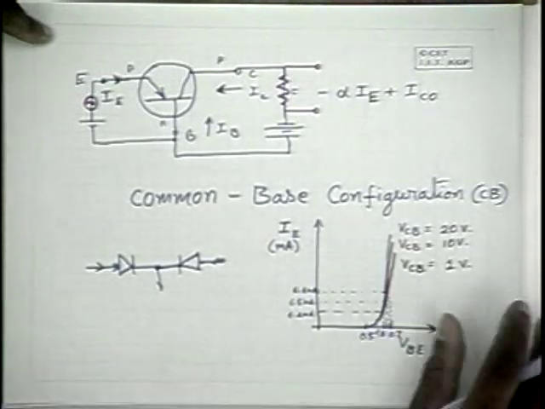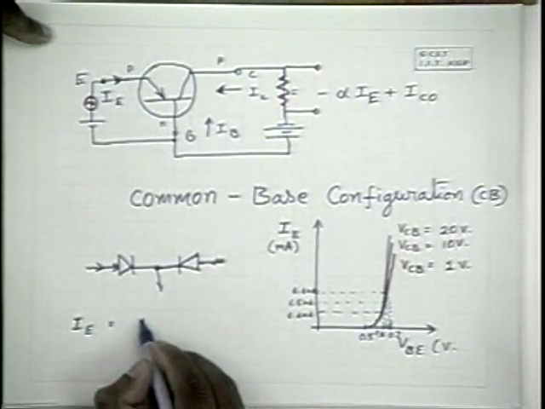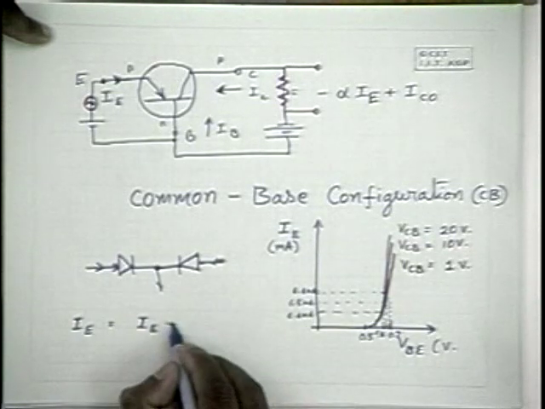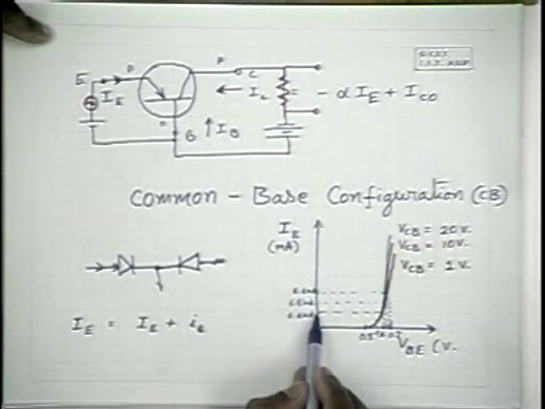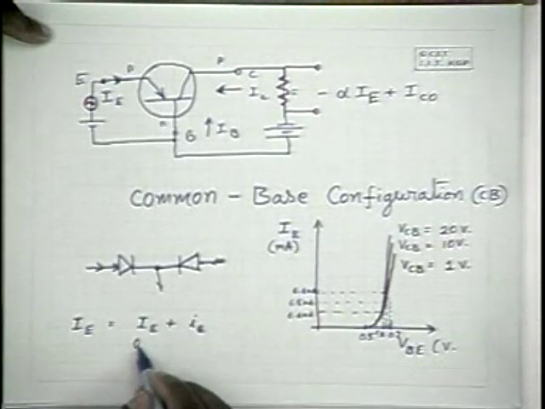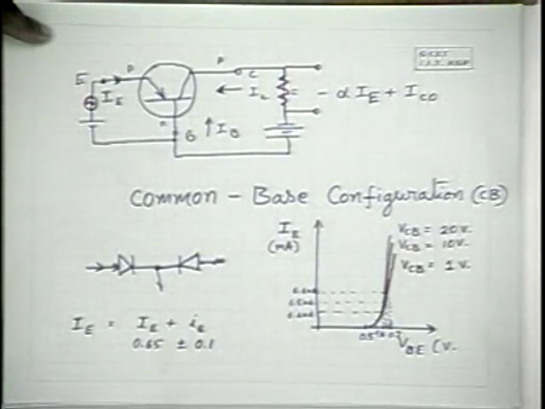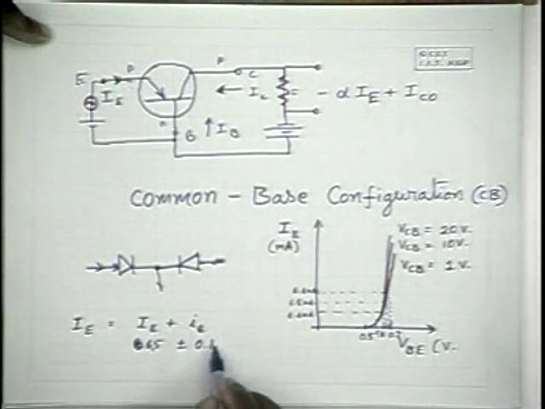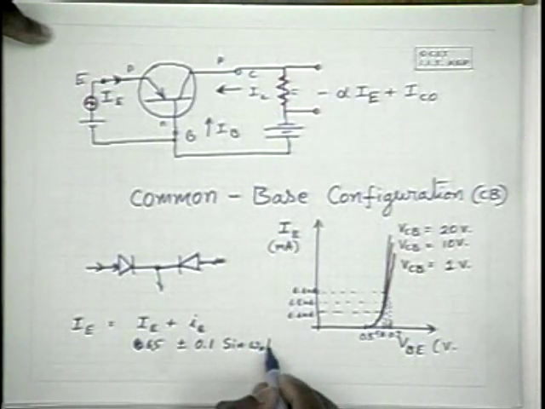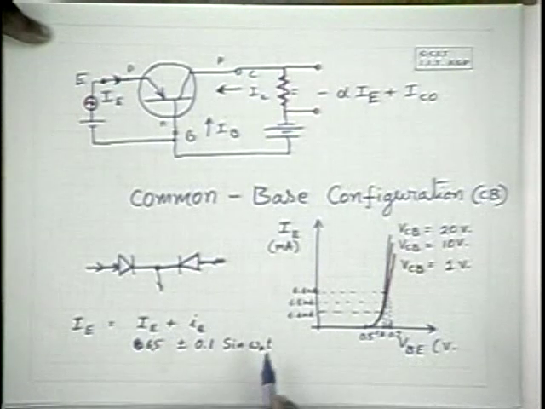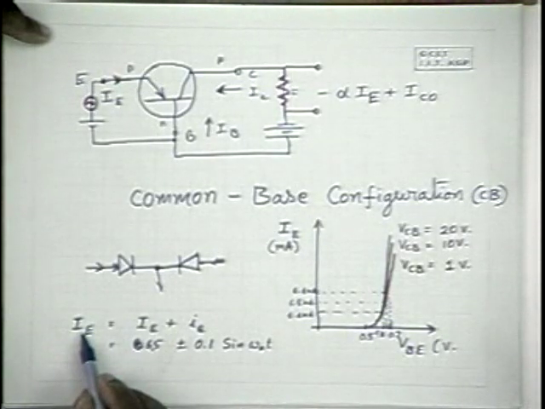Now with this kind of alternating potential, the actual IE is going to be the constant IE plus some alternating IE, and that alternating component will go up to plus 0.1 milliampere and minus 0.1 milliampere above the constant value. I'm sorry, this is 6.5 plus or minus 0.1 milliampere. Strictly speaking, if it is a sinusoidal voltage, 6.5 constant plus or minus 0.1 sin omega naught t. So that is the total emitter current that is going to take place.